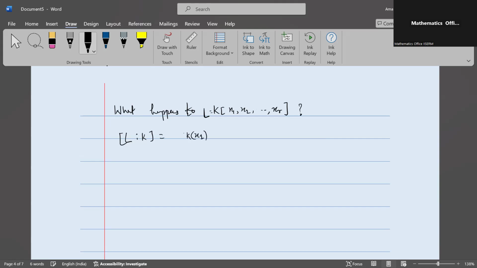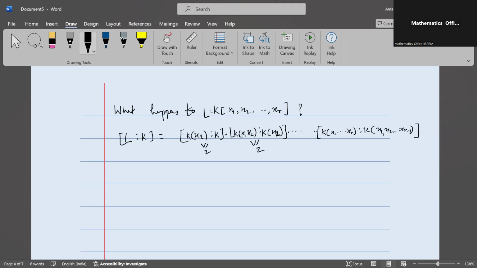Kx1 over k, this into kx1 x2 over k x x1, and so on. And then lastly we have k x1 x2 xr over k x1 x2 xr minus 1. Okay. So this is correct. But anyway, same trick is used.